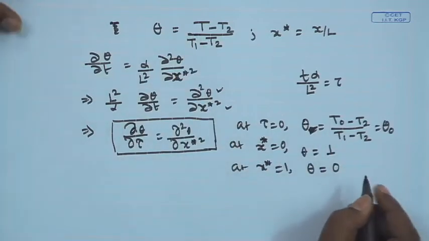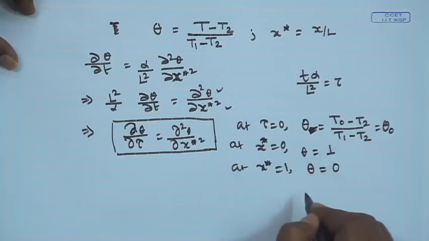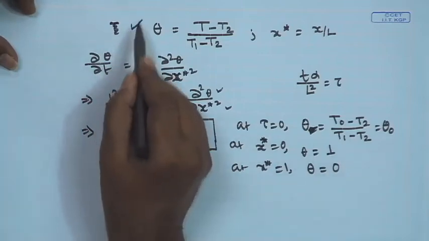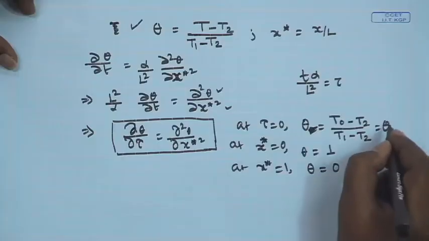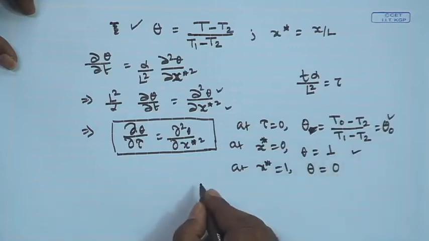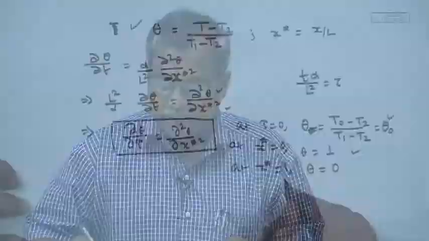So, this is now my governing equation. Now, if you look into this governing equation and the boundary conditions, by the way we have defined theta, instead of having 3 non-homogeneities in the equation, we are now able to reduce one non-homogeneity. Now we are dealing with 2 non-homogeneities located at time tau equal to 0 and at x star equal to 0, where theta equals 1.